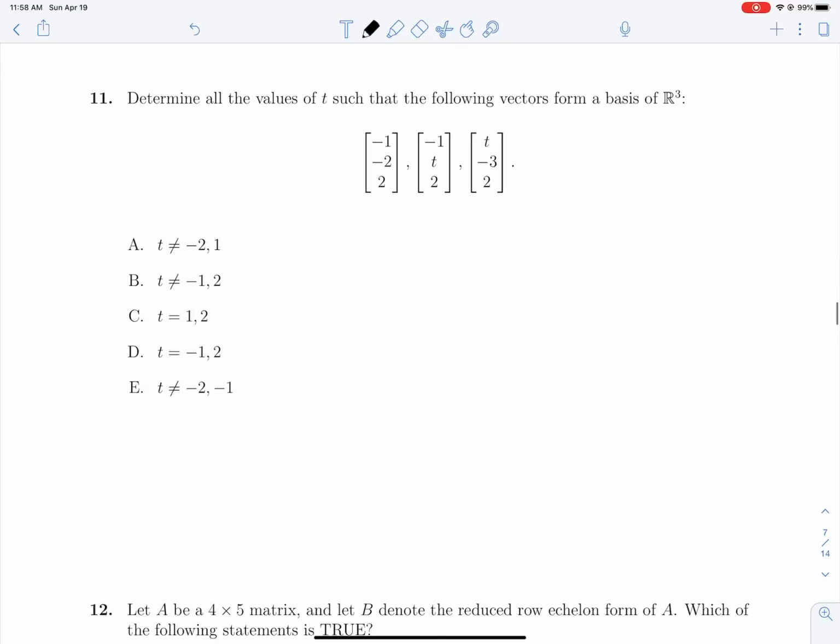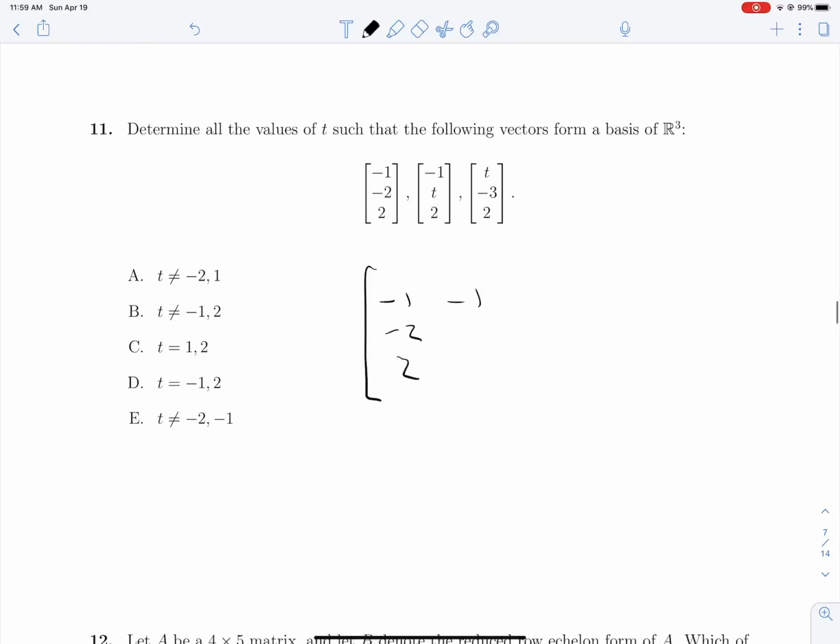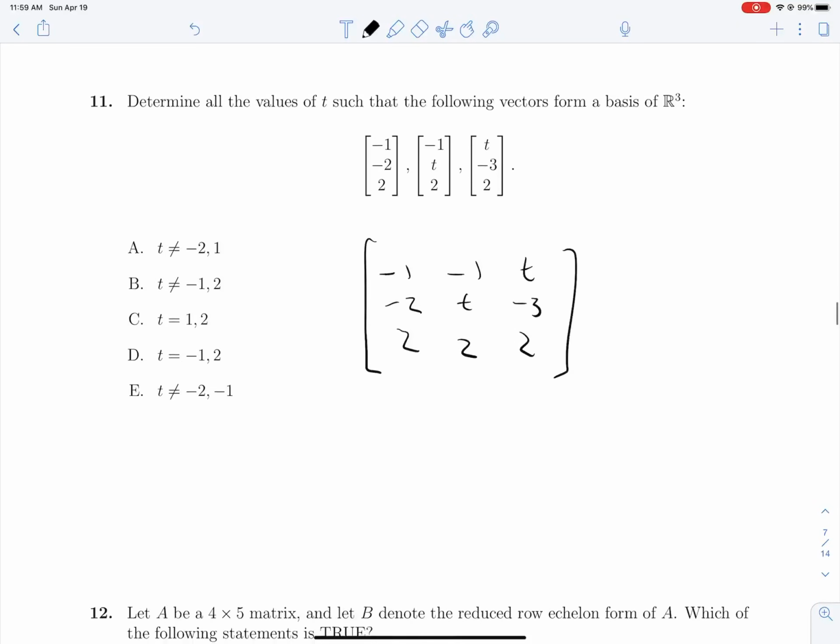11. Let's determine all of the values of t such that the following vectors form a basis of R3. So if our vectors form a basis of R3, we want there to be 3 pivot positions in the row reduced form of the matrix formed by squishing all 3 of these together. So let's do that. We have negative 1, negative 2, 2, negative 1, t, 2, and t, negative 3, 2.